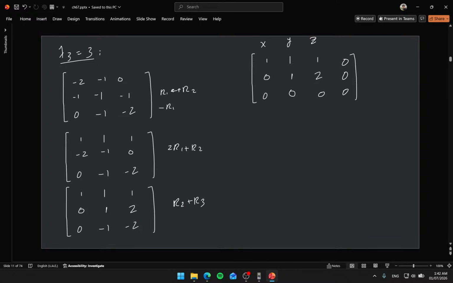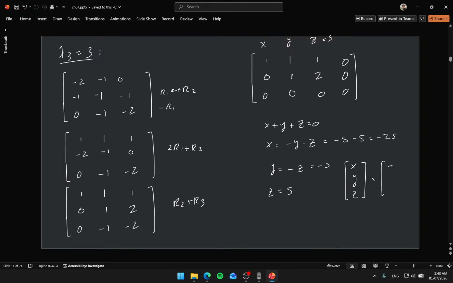This is x, y, z. Z is the free variable since it doesn't have a pivot. x plus y plus z equals 0. So x is equal to negative y, negative z. y is equal to negative z, and z is s. So that's negative s, and negative s minus s is negative 2s. So x, y, z is negative 2s, negative s, and s. If you take s as a common factor, you get negative 2, negative 1, and 1.